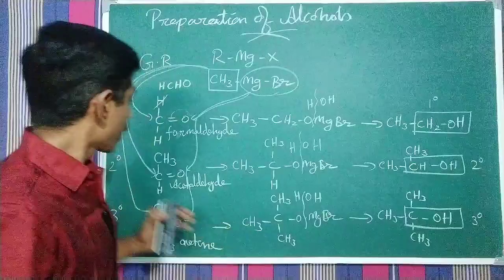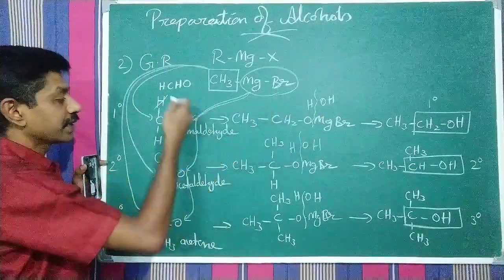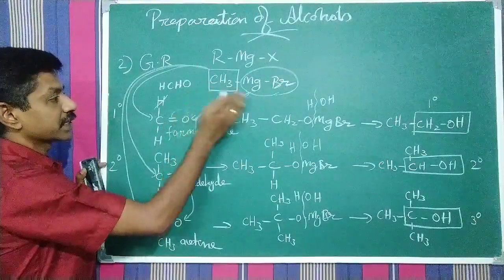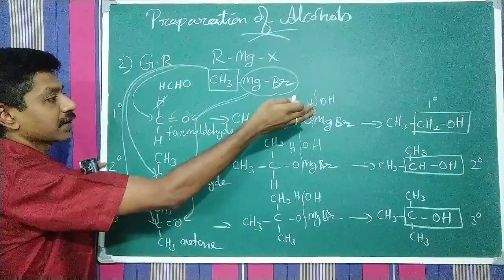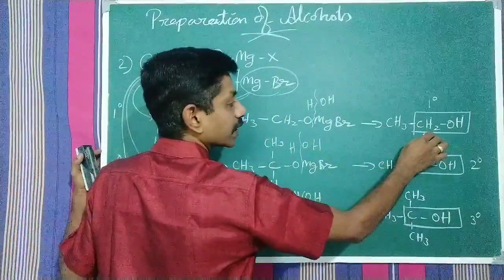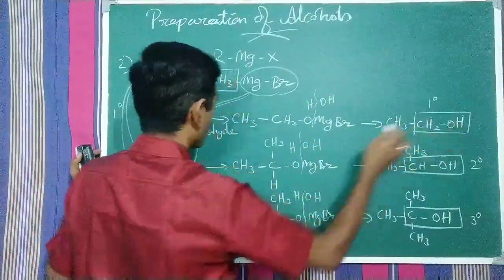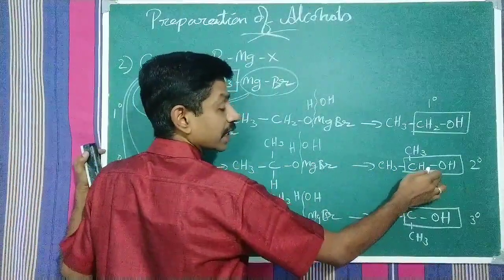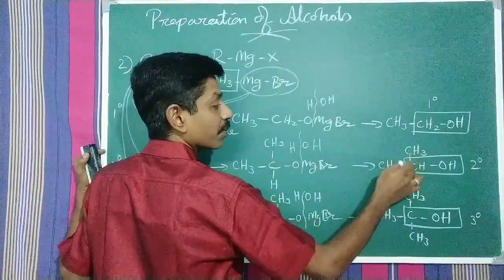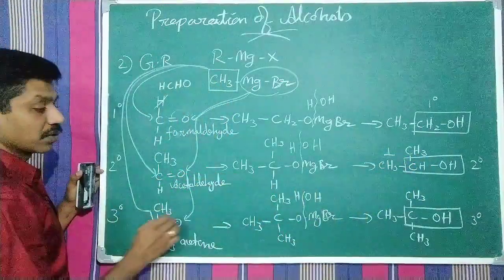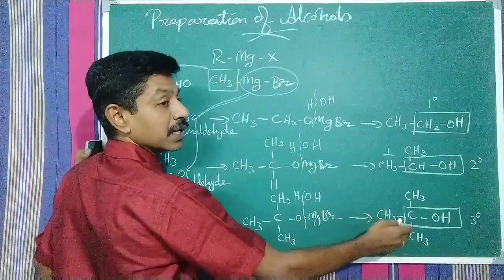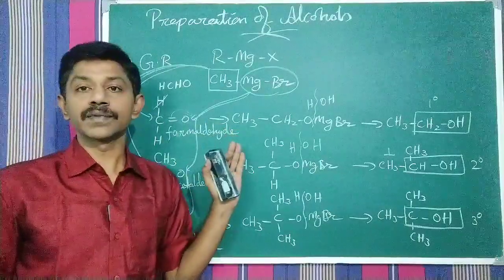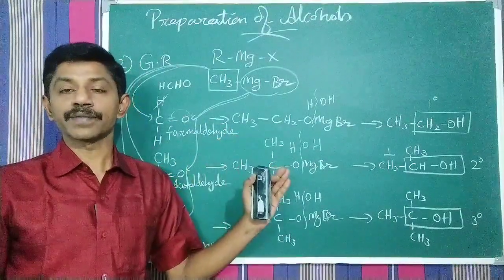So thereby, depending upon the requirement, we can choose the reactant. Formaldehyde on treatment with the Grignard reagent followed by hydrolysis gives you primary alcohol, ethyl alcohol. Then acetaldehyde on Grignard reagent treatment gives you secondary alcohol, isopropyl alcohol. Then acetone on Grignard reagent will give you tertiary butyl alcohol. So using Grignard reagent, we can prepare all the three types of alcohols.